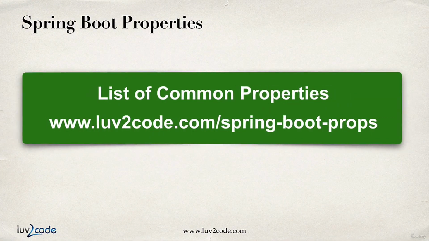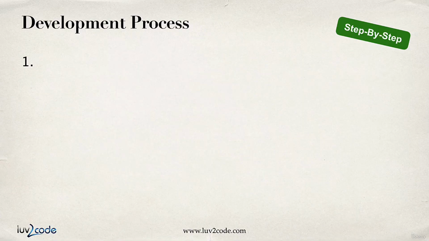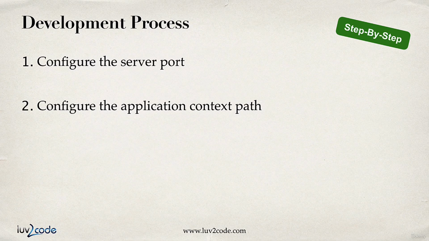Again, as a reminder, a list of the common Spring Boot properties is available at lovetocode.com/springbootprops. All right, so now with our development process, in the next section we'll modify Spring Boot. We'll configure the server port to listen on a different port, and then we'll also configure the application context path. We'll do it hands-on so you see how to make these modifications to Spring Boot and set up the configuration. So I'll see you in the next section.